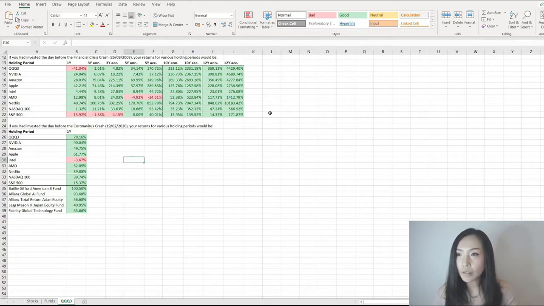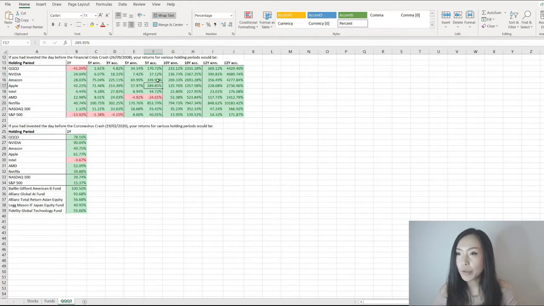It's also worth noting, though, that after 5 years, it would be outperforming some of the stocks here, but not all of them. Netflix, Apple, and Amazon did much, much better than QQQ3. But if we move on to the 10-year accumulated returns, then it started to outperform Apple, but underperforming Nvidia, Amazon, and Netflix. And over 12 years, it's still done really, really well, clearly beating the indices. It has even outperformed Amazon and Apple, but underperforming Nvidia and Netflix. So it is a bit of a balance, really.